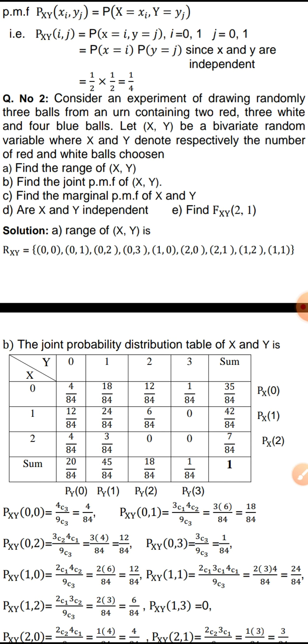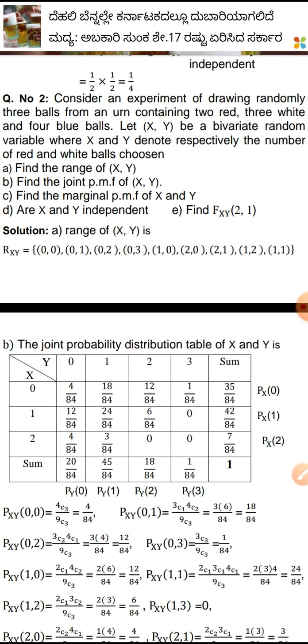First of all, the range of x comma y. Altogether 3 balls are to be taken from that urn. Consider an experiment of drawing randomly 3 balls from an urn. There are 9 balls and 3 balls are to be chosen. While choosing those 3 balls, x denotes the number of red balls and y denotes the number of white balls. So you have to consider the range of x comma y.